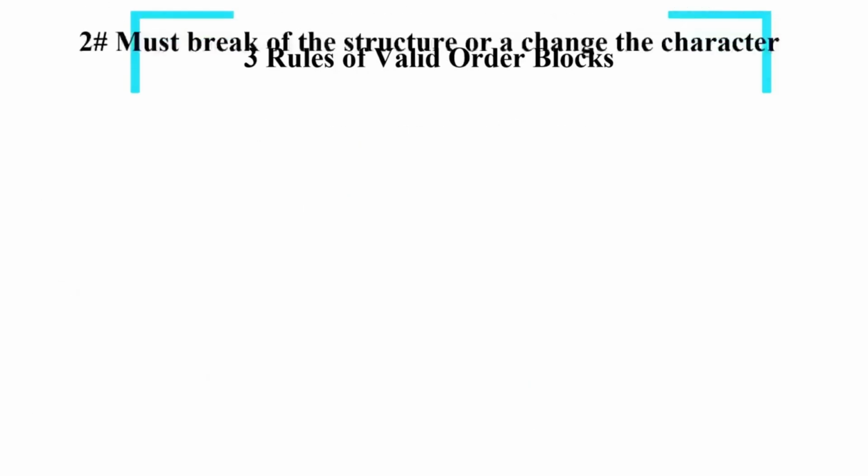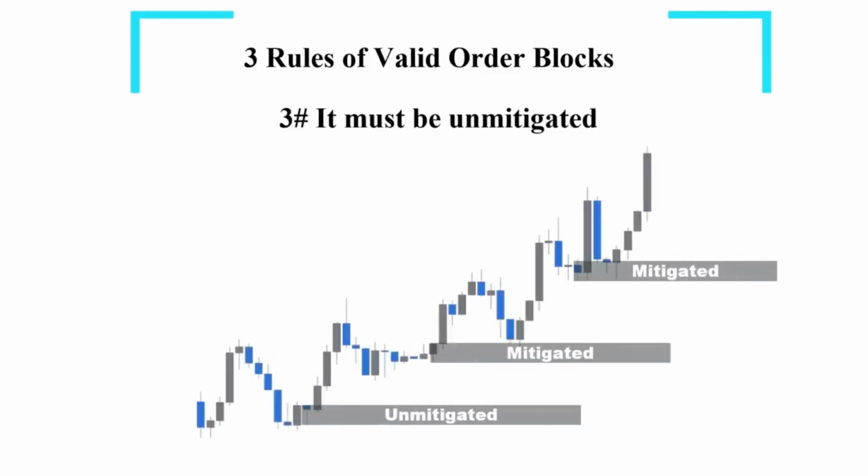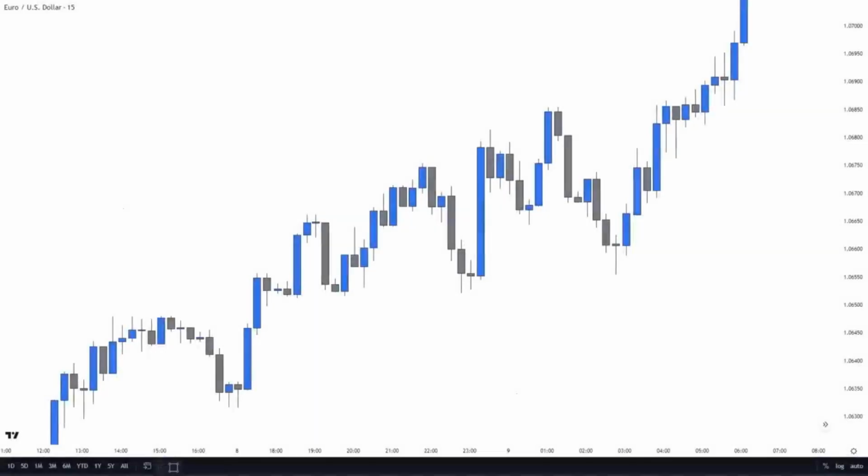Second, it must lead to a break of the structure or a change of character. A break of structure, or change of character, is the first clue that the market is telling us whether it intends to continue in the same direction or reverse. Third, it must be unmitigated. Order blocks are one-time use, so we only look for trading opportunities when the first-time price taps into an order block. Here on the Euro-Dollar 15-minute chart.